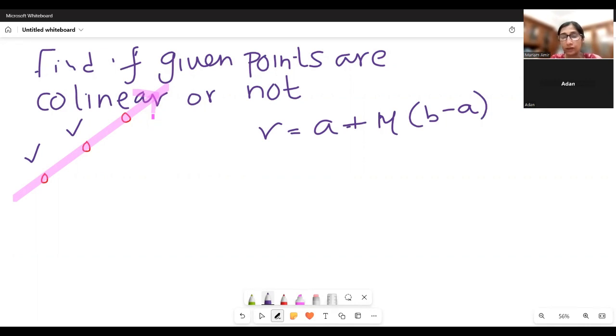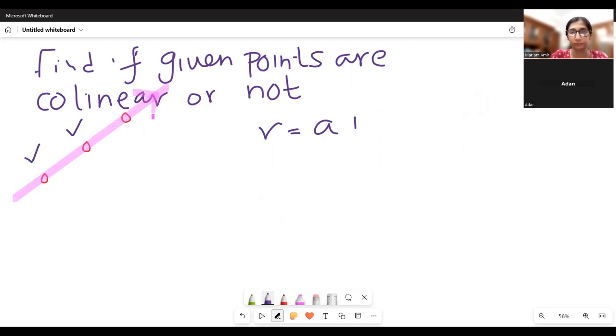So once you get this vector equation, you're going to substitute this here and see if we're getting the same value of mu for all 3 equations or not. If yes, then yes, the 3 points are collinear. That means they lie on the same vector equation. And otherwise, the answer is no.